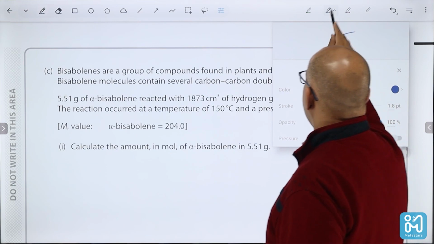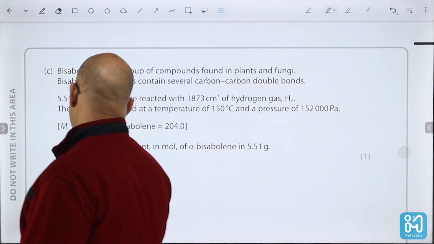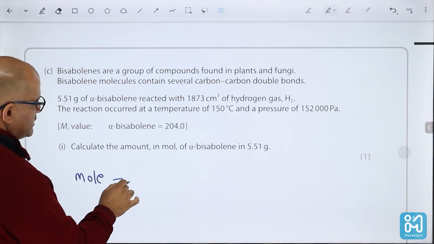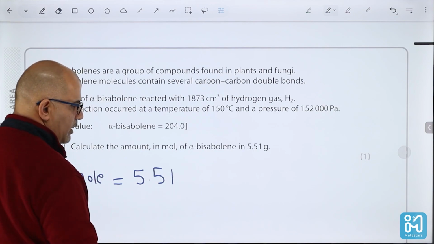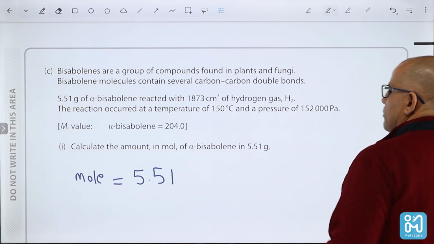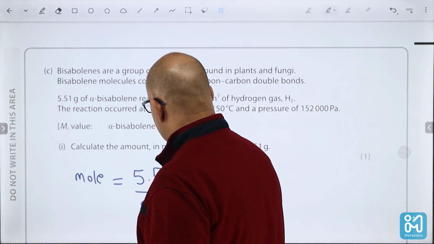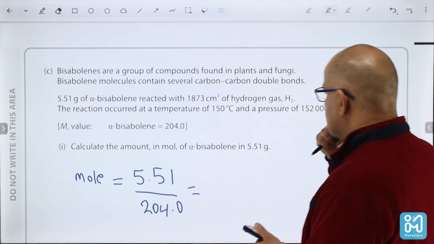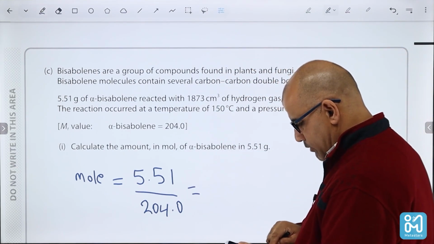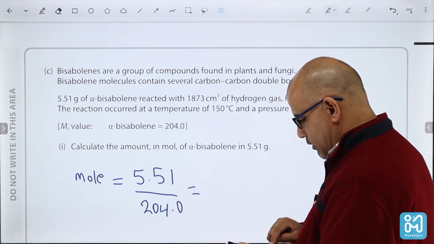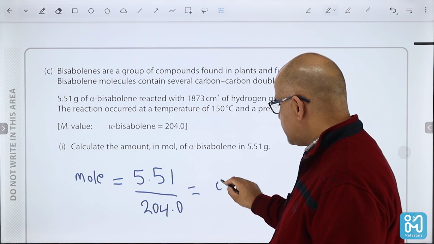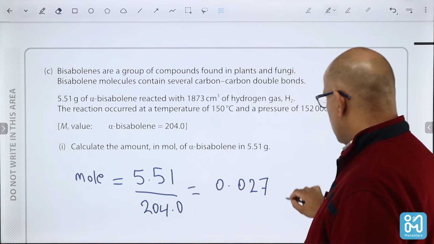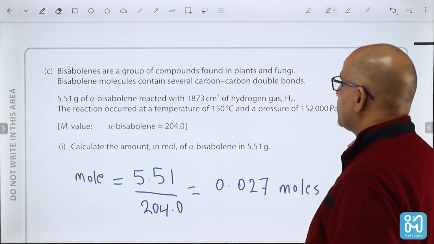Now, let us calculate. The moles equal mass, 5.51, over the molar mass, 204.0. So it is 5.51 grams over 204. This equals 0.027 moles.